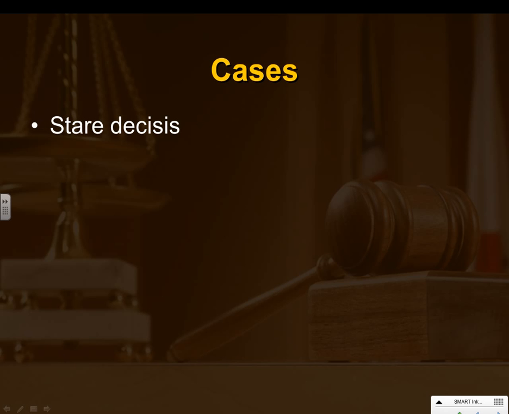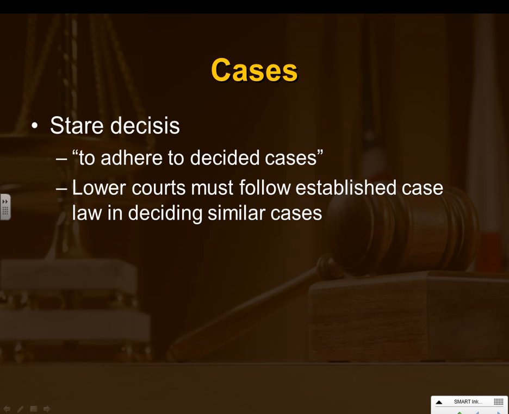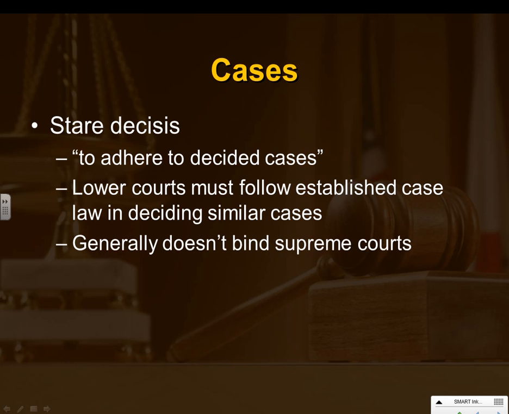The effectiveness of case law arises out of the doctrine of stare decisis. This is Latin for to adhere to decided cases. This doctrine requires that lower courts must follow established case law in deciding similar cases. The doctrine of stare decisis generally does not bind Supreme Courts. Generally, however, case law doctrines are carefully established and seldom revoked.